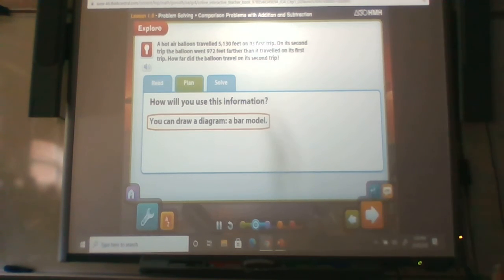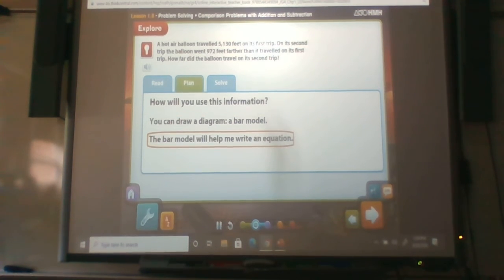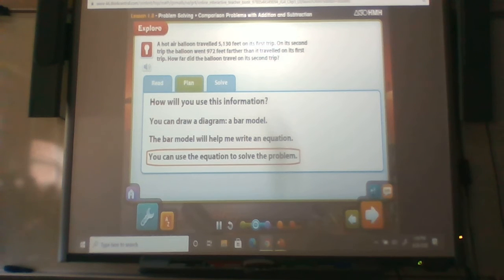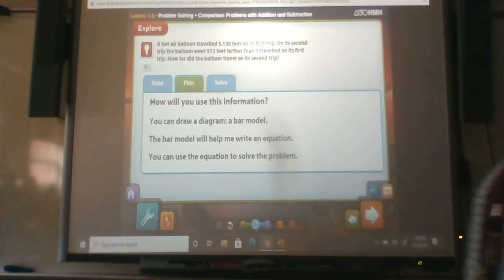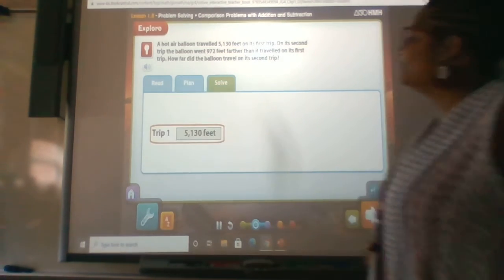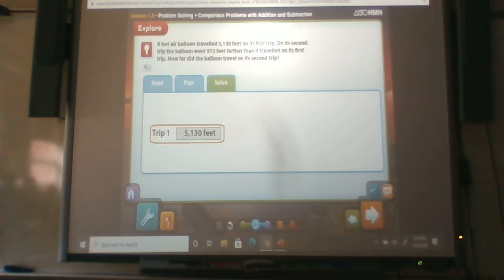To solve this problem, how will you use this information? You can draw a diagram with the information. You could use a bar model. You can use it to write an equation. You can use the equation to solve the problem. Now we're ready to solve the problem. Let's solve it, boys and girls. Here's the bar for trip 1. Trip 2 was 972 feet longer than trip 1.